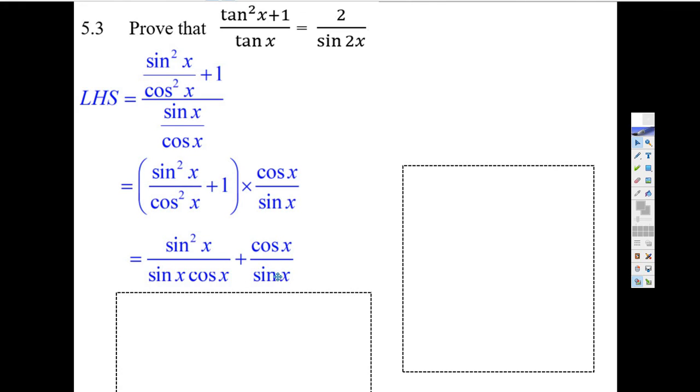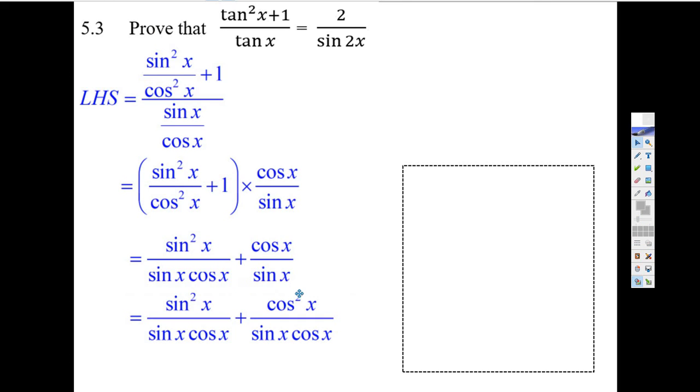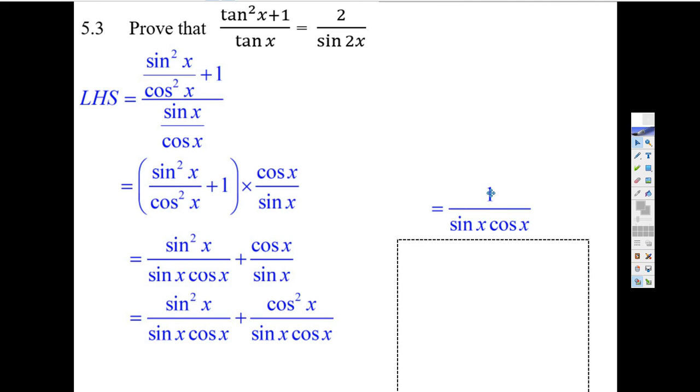I'd like to add these. What do I need? A common denominator. So it's all about fractions. And then sine squared, if I multiply the top and bottom of this by cos x, I'm going to get cos squared here, and I'm going to get another sine x cos x, which is just what I want. It's really good. So watch this. I multiply by that. I've got sine x cos x on both sides now. But sine squared plus cos squared, oh, that's one of my excellent identities. It's 1 over sine x cos x.